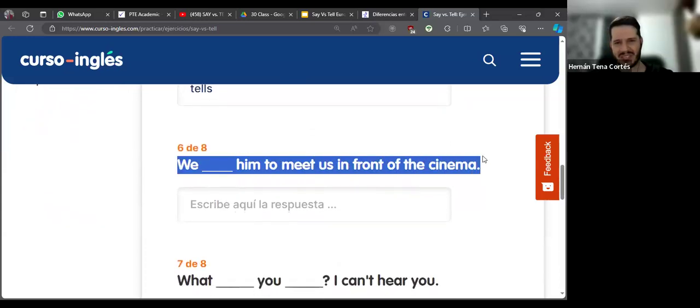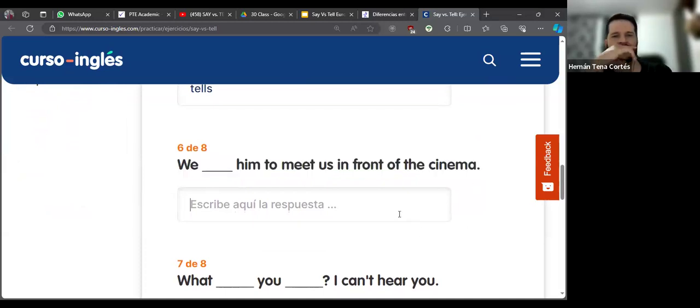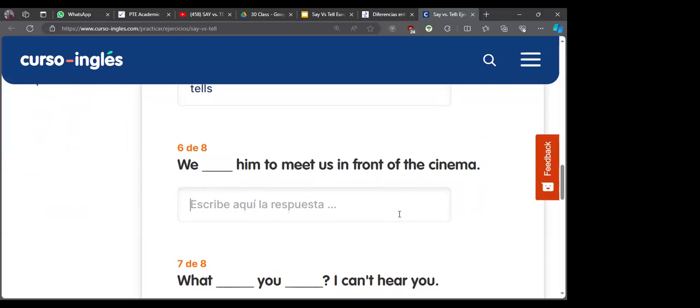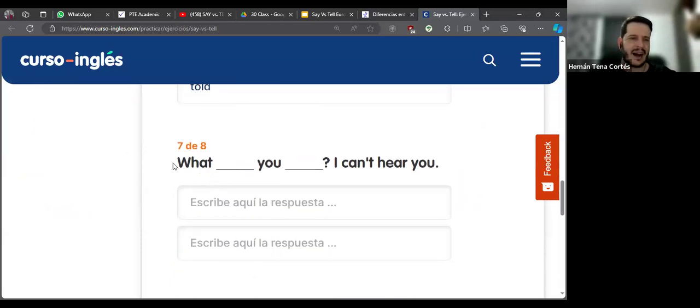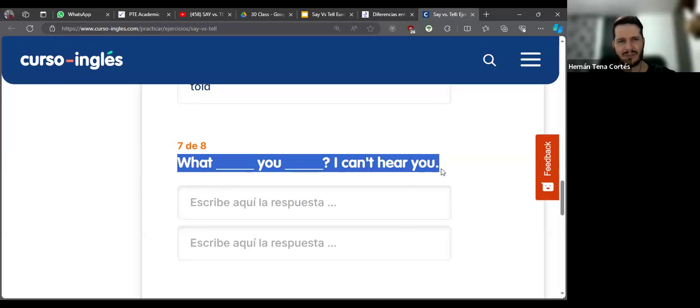Gabriel, help me out with number 6, please. We told him to meet us in front of the cinema. Very good. Y aquí vamos a dar told porque mire, ahí tenemos el him y sabemos que es en el pasado porque es algo que ya se dijo, right? We told him to meet us in front of the cinema. Very good, Gabriel. Esther, try number 7, please.